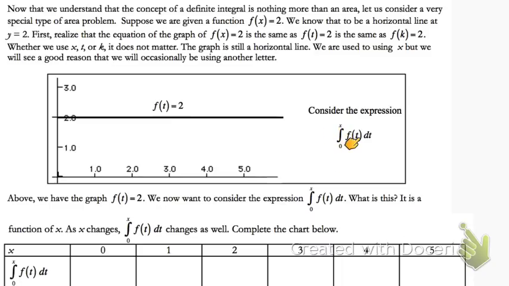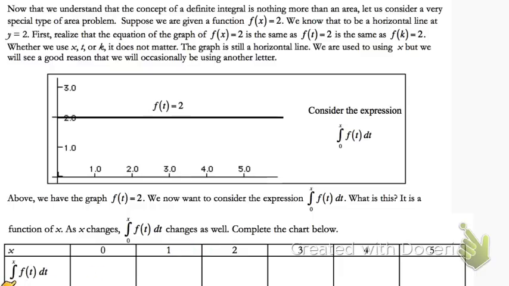Now, the reason we put this as f of t dt instead of f of x dx is because this variable inside of the integral and this variable as a limit of the integral are two different variables. So we can't call them both x because that would get confusing since we're talking about two different things. So we'll say that it's the integral from 0 to x, and then we'll just change this to be f of t dt so it doesn't confuse us.